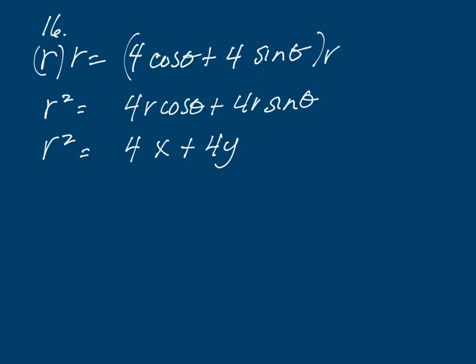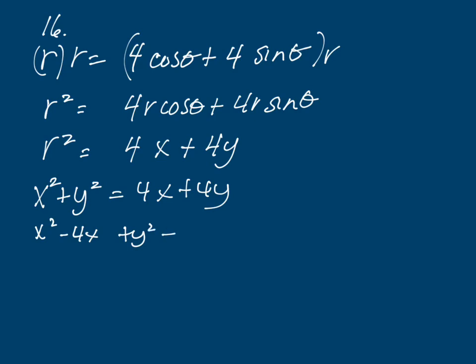Okay, so now let's get everything on the same side and change r squared to x squared plus y squared. So x squared plus y squared equals 4x plus 4y. So now we're going to complete the square twice. I love this. So x squared minus 4x plus y squared minus 4y equals 0. Complete the square here, complete the square here. So, do you know what you're doing? You're in pre-cal. You need to know what you're doing here, completing the square.